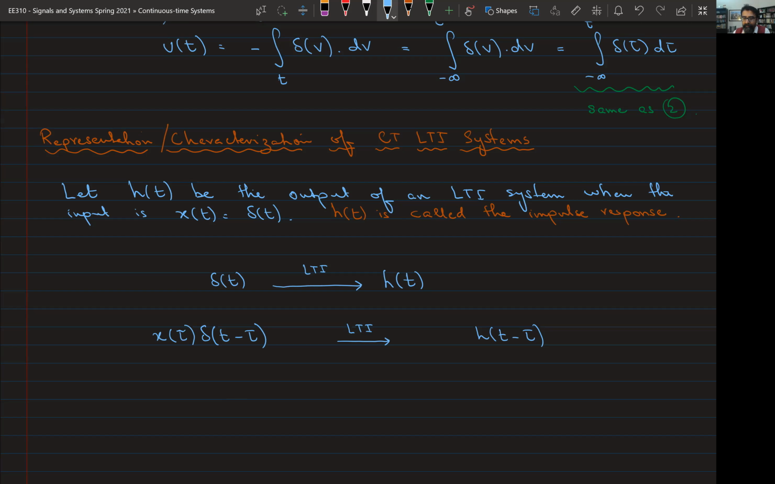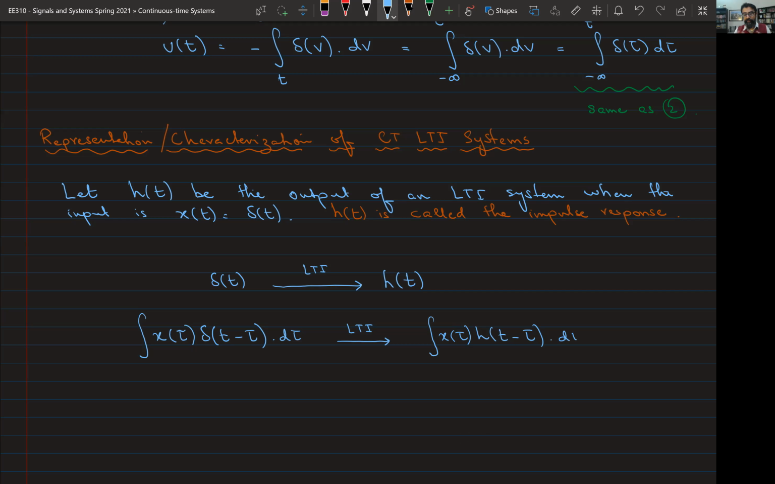What if I integrate the input with respect to tau? What do you expect the output to be? What should happen at the output? X of tau out. So you see, I have integrated at the input, so what should I do at the output? I should integrate as well. Why? Because it's linear.